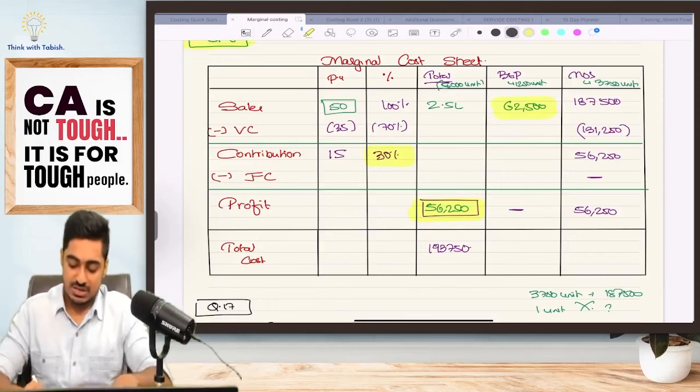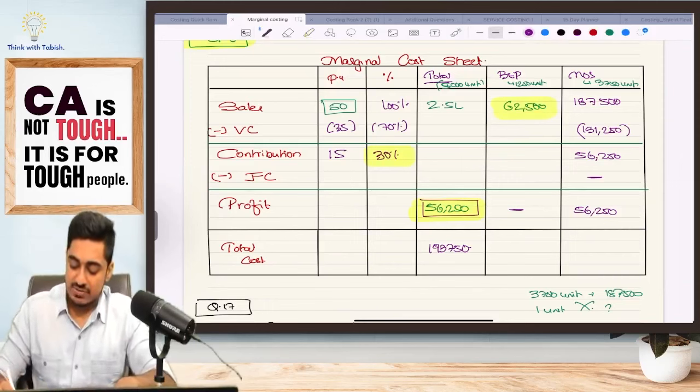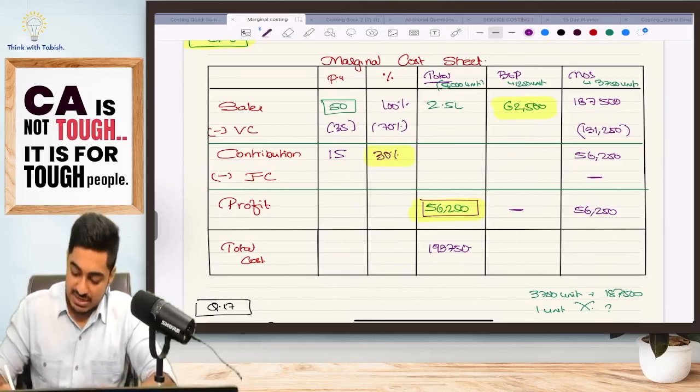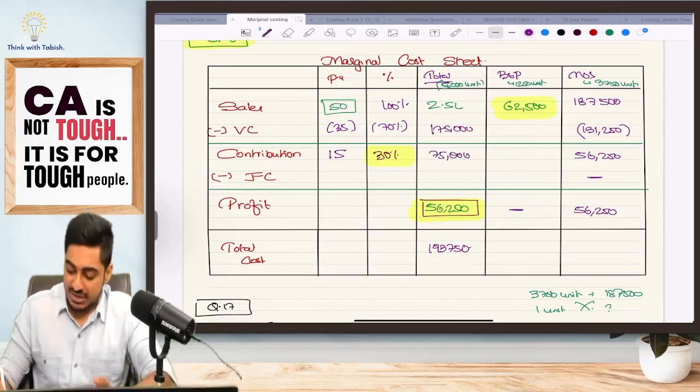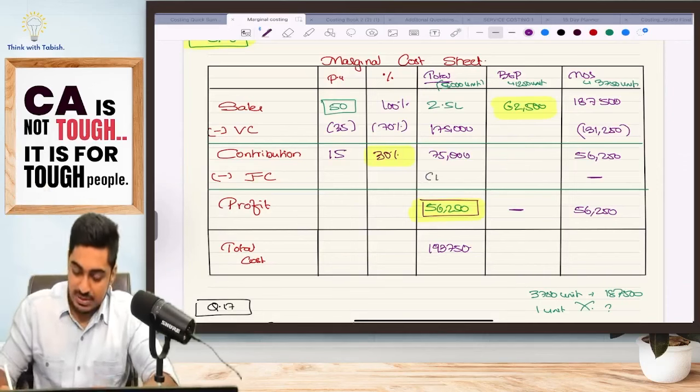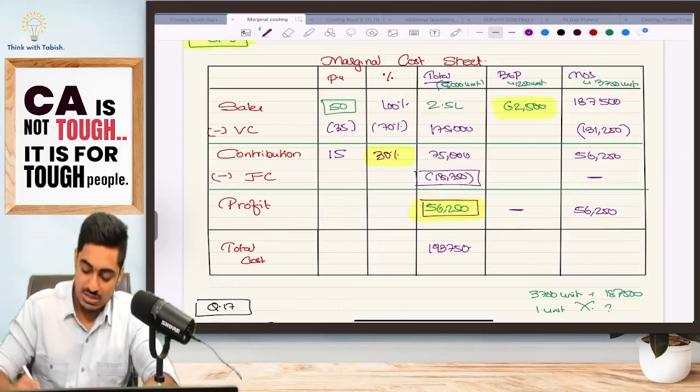Let me do that also. Pay attention. If I make a sale of 2,50,000, 70% of that is going to be my variable cost. That is 1,75,000. 30% is going to be my contribution. Now in that period, I earned 75,000 as contribution, but ultimately how much profit was there with me? 56,250. That means how much fixed cost did I pay? 18,000. Yes or no, everyone?